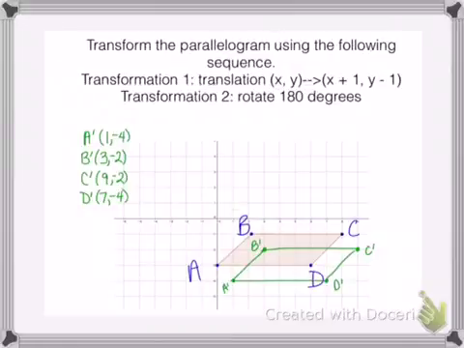So this is what I got when I translated it right 1 unit and down 1 unit. And so it's in green. And then here are my coordinates. The next transformation wants me to rotate it 180 degrees. Again, it may help if you look at your flip book to find out what you need to do to rotate it 180 degrees.